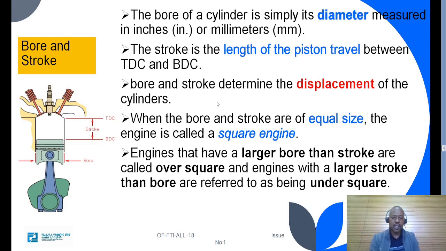Bore and stroke determine the displacement of the cylinder. When the bore and stroke are of equal size, the engine is called a square engine. Engines that have a larger bore than stroke are called oversquare engines, and engines with a larger stroke than bore are referred to as undersquare engines.